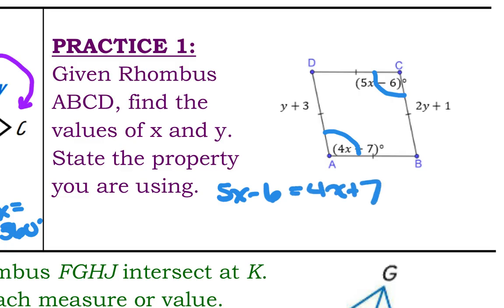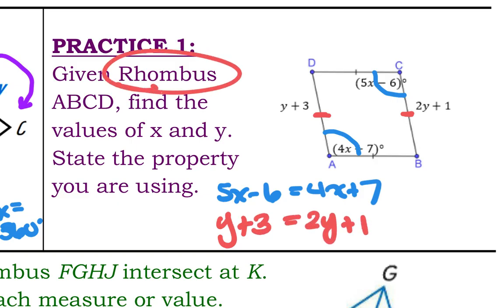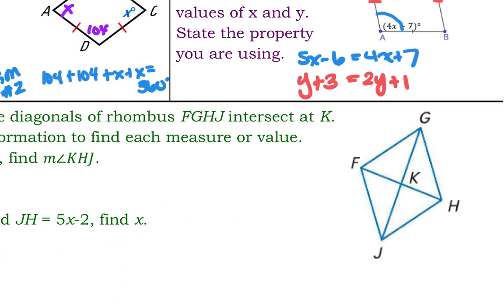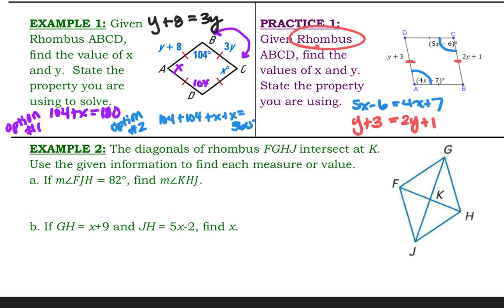All right, what about the y's? How would I solve for y? Also set those equal. Those are sides, and their little markings are there for you. y plus 3 should equal 2y plus 1. And again, if the markings weren't there, the fact that they're telling you it's a rhombus, you're allowed to add that to your diagram. Okay? All right, let's come down to this one. This one talks about diagonals in the rhombus. What's true about the diagonals in a rhombus? They do what to each other?